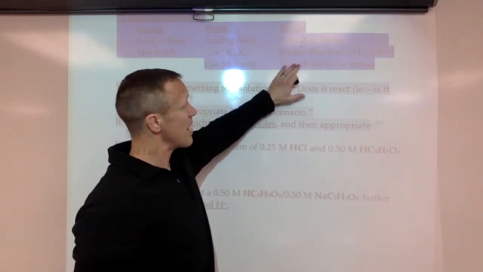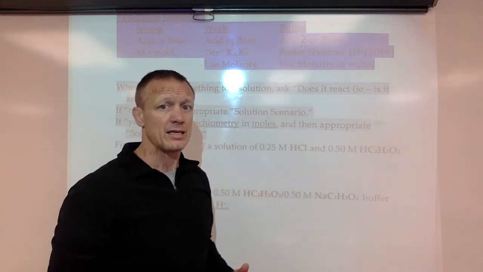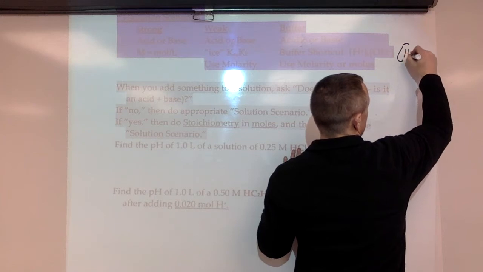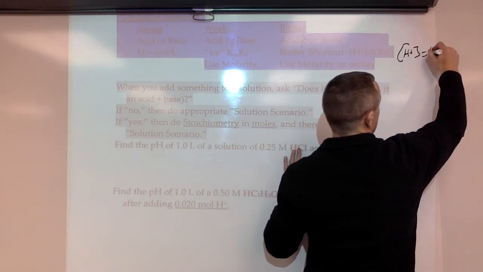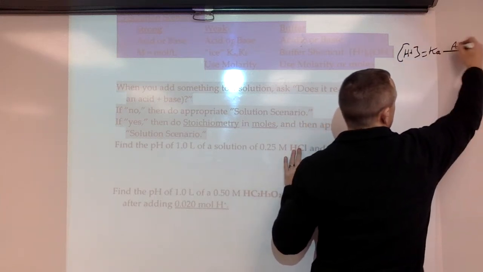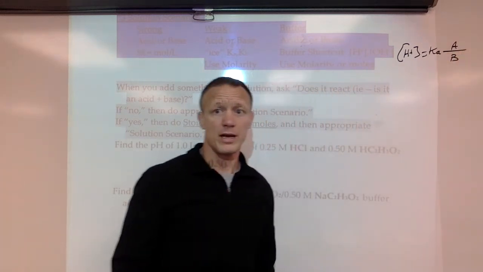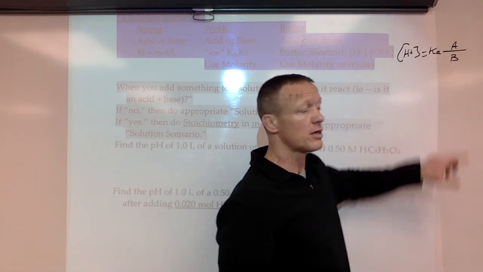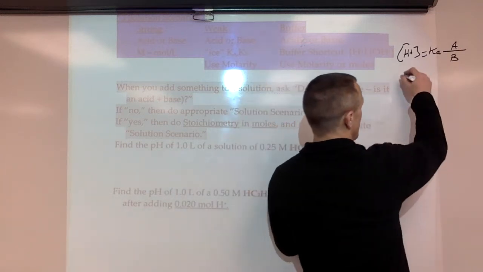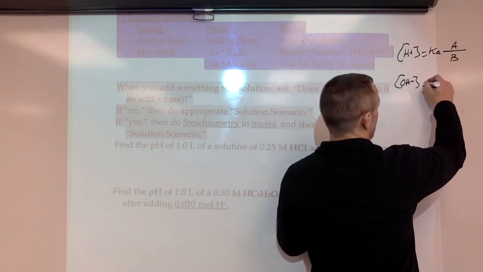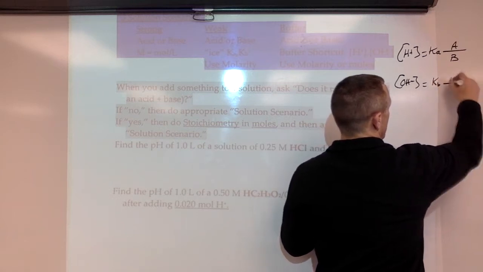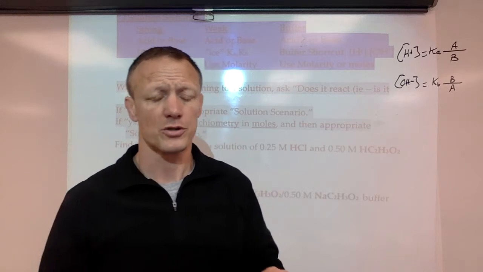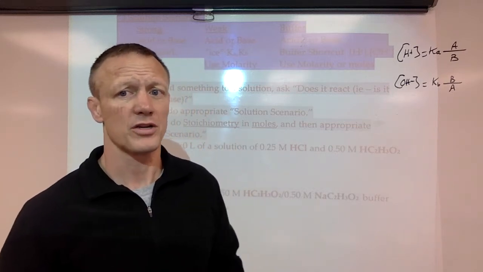A buffer is going to have both things in it. So remember, our buffer equations will be concentration H plus equals Ka times the acid over the base. Okay, remember these are conjugate acid and bases. This is the Ka, obviously the acid. Or we can do that. Concentration OH negative equals Kb times base over acid. You'll get the same answer either way.